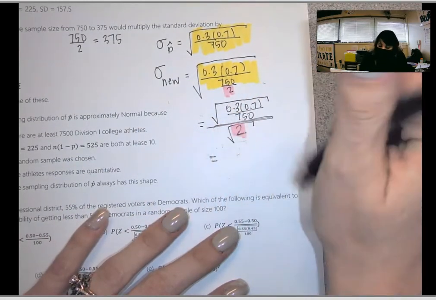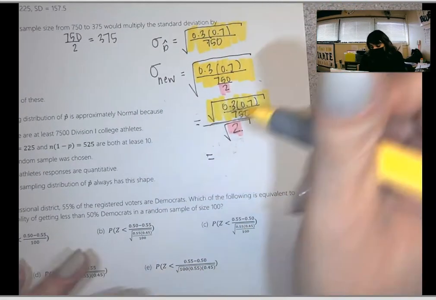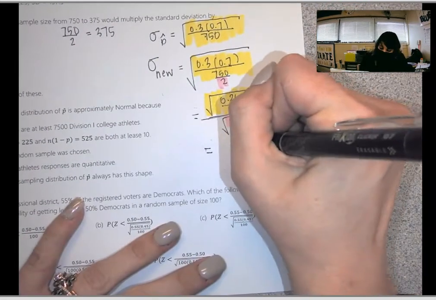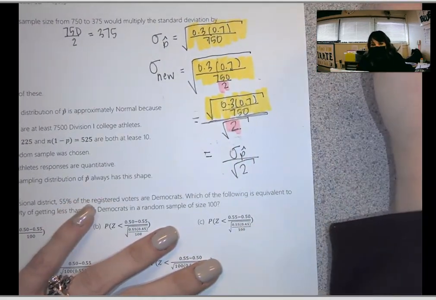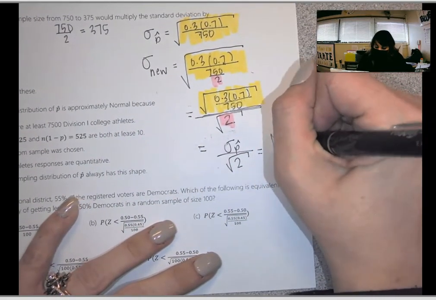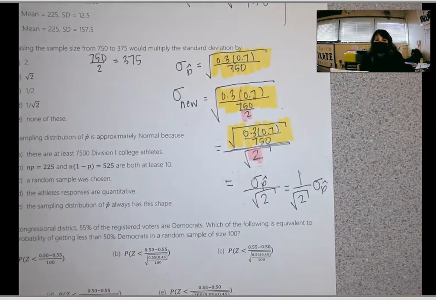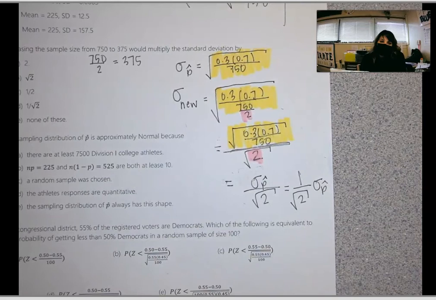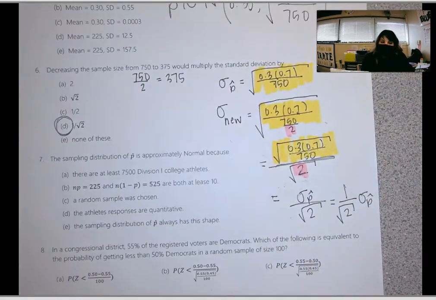And now I can replace this whole thing with sigma sub p hat over root 2. Well, this is the same as 1 over root 2 times sigma sub p hat. So decreasing the sample size from 750 to 375 would multiply the standard deviation by delta.